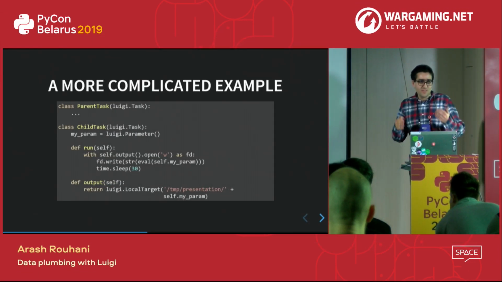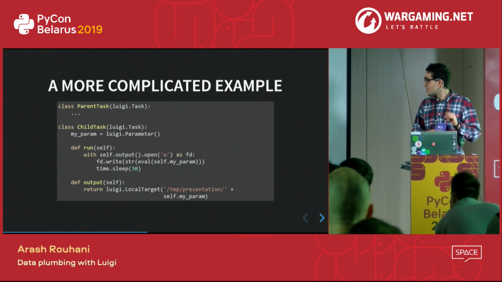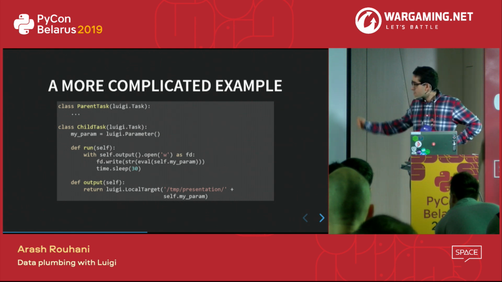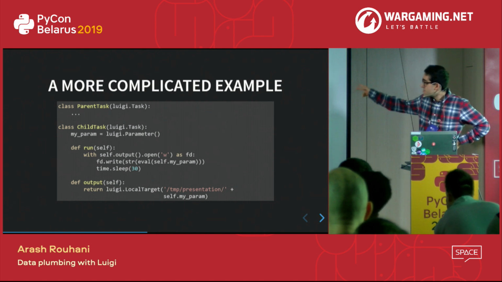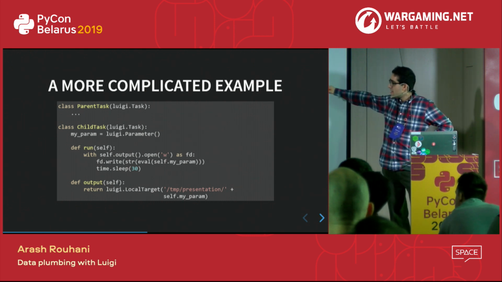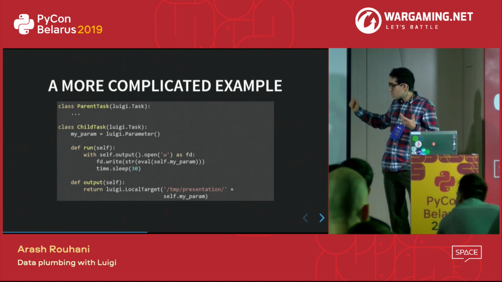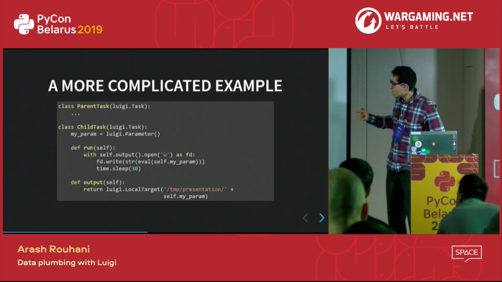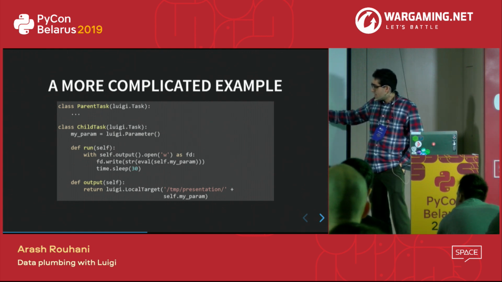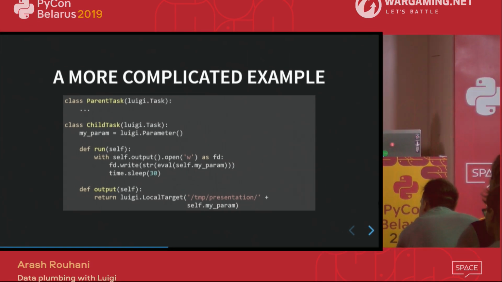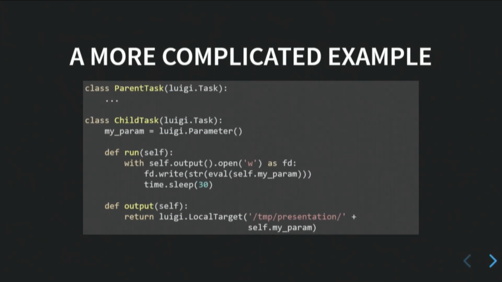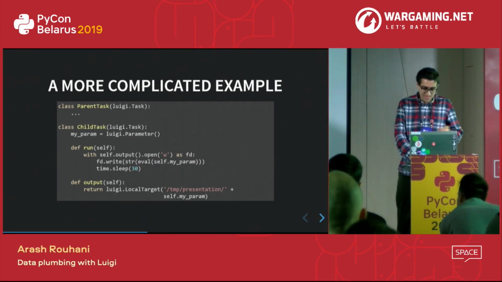Okay, so let's see more of Luigi, so you know what this is about. This time I have two tasks: a parent task, which I will show you later, and a child task. The child task takes a parameter, and with this exercise you get to see how this framework works. It opens a file, and where is the file? It's in your temp directory, /presentation, and the name of the parameter. What it does is sleep for 30 seconds, and it writes the evaluation of my param, which is a string, right? So this will be clear in the next slide.